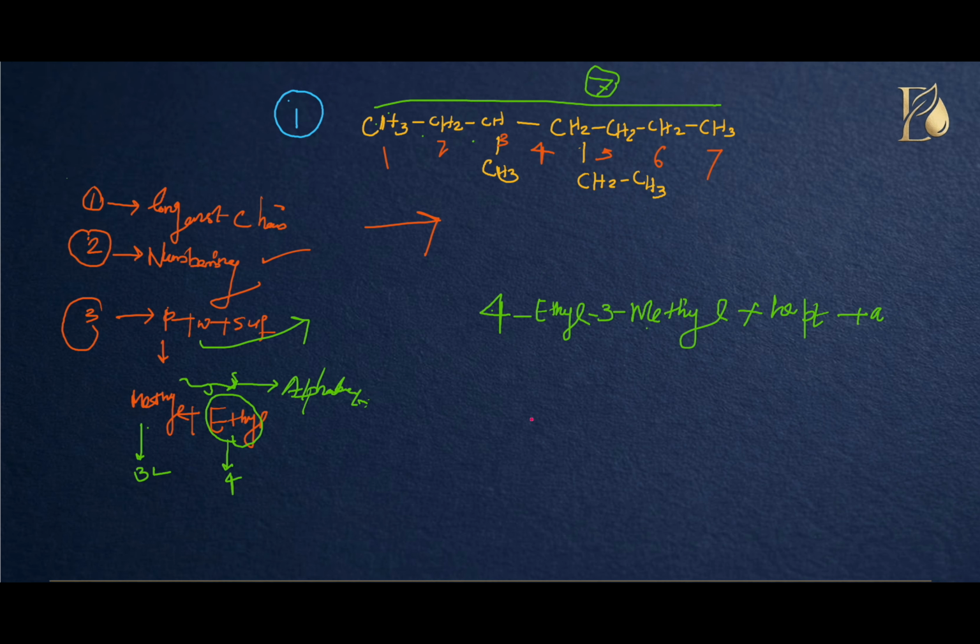Okay, so finally what is the formula? 4-ethyl, then separated by a bar between numbers and letters, 3-methylheptane. So there should not be any gap between heptane and 3-methyl. Okay, clear? Now we can move to the second question.